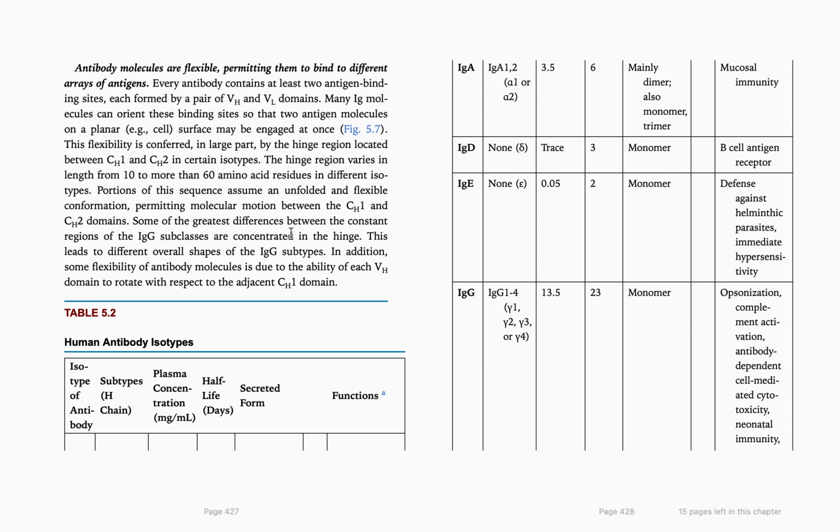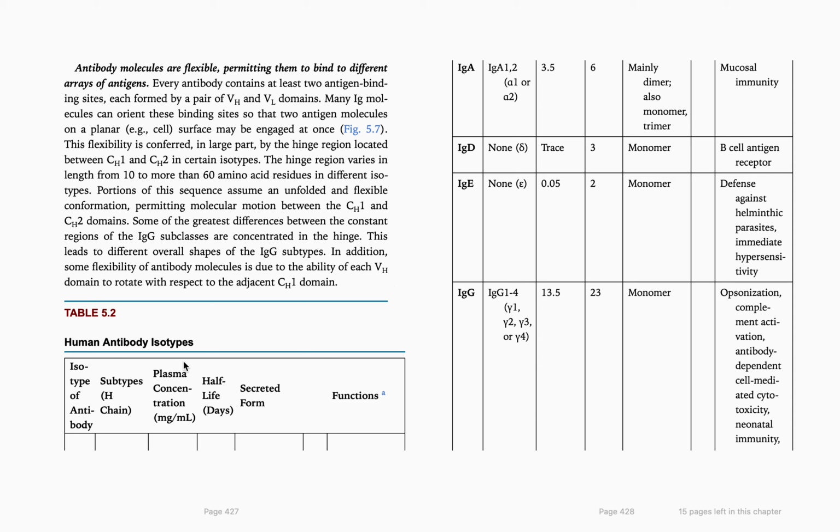Some of the greatest differences between the constant regions of IgG subclasses are concentrated in the hinge. This leads to different overall shapes of IgG subtypes. In addition, some flexibility of the antibody molecule is due to the ability of each variable heavy domain to rotate with respect to adjacent constant heavy domains.